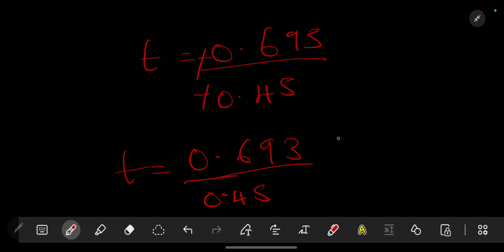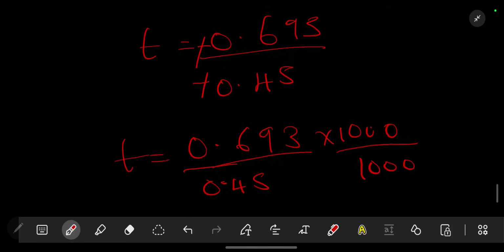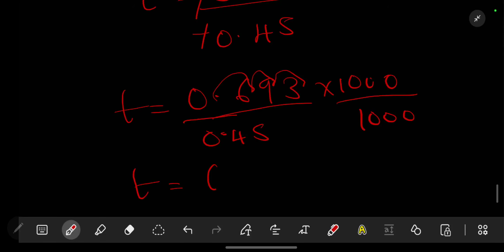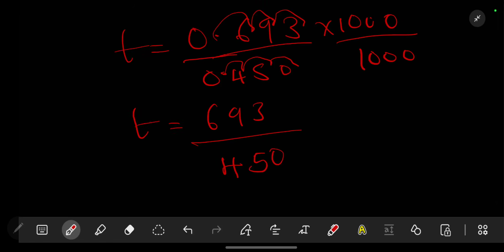So our t should be equal to 0.693 over 0.45. Likewise, there are 3 numbers, so we multiply by 1000, even here 1000, so that we have 693 over 1, 2, 3. There will be a 0, so we say 450.